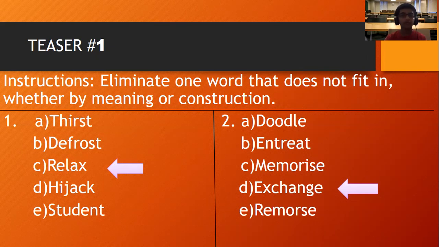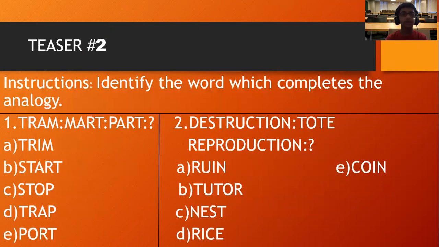Now number 3. Teaser number 2. Instructions. Identify the word which completes the analogy. Number 1. Tram is to mark, is to park, is to what? Now, just like before, you can pause the video to try it out for yourself, but otherwise, I'll directly give you the answer, which is D.